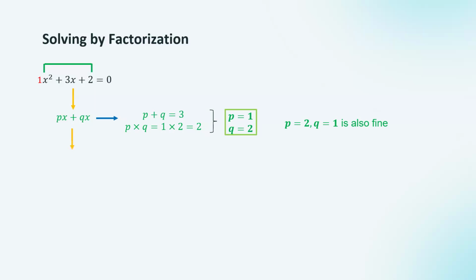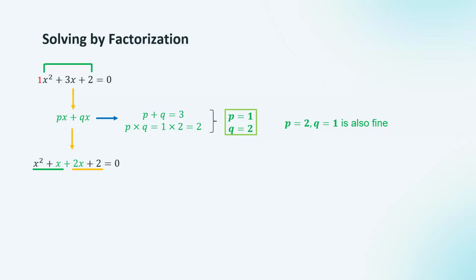After we find p and q, we are going to split the equation as follows. So x squared plus x plus 2x plus 2. And then as you can see, we can split this equation into two parts, the green one and the yellow one. So the next step is that we can factorize this.